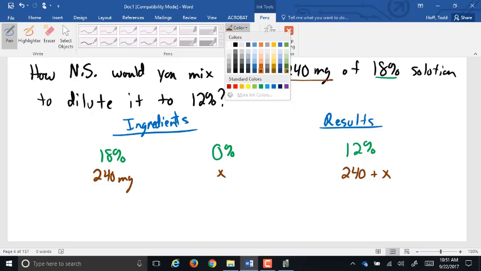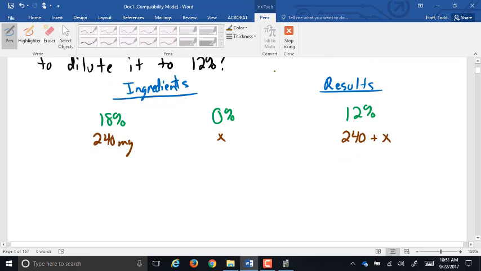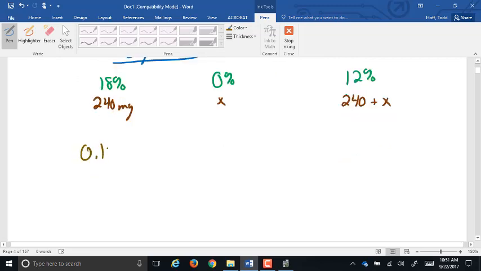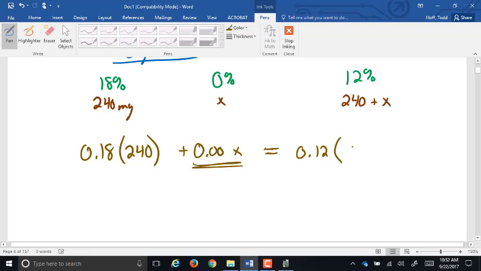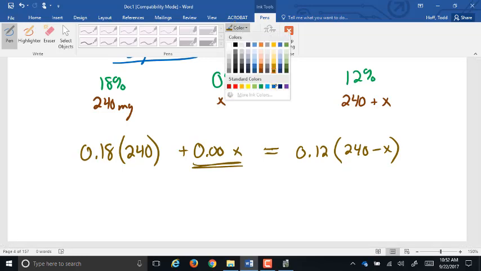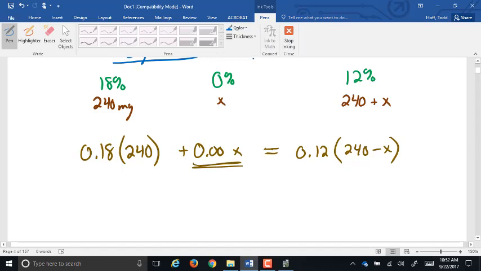So now we can create our equation off of that. So we have the 18% is the 0.18 times 240 plus 0% is going to be 0.00 times X. Now I get asked, do I have to have this piece in here? You don't. It doesn't affect the equation. I just put it in because I like to have that same process that's repeated. It's obviously going to disappear in our next step anyway. So that has to equal 0.12 times 240 plus X, I'm sorry.